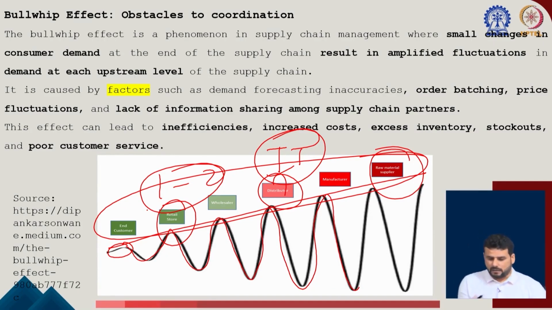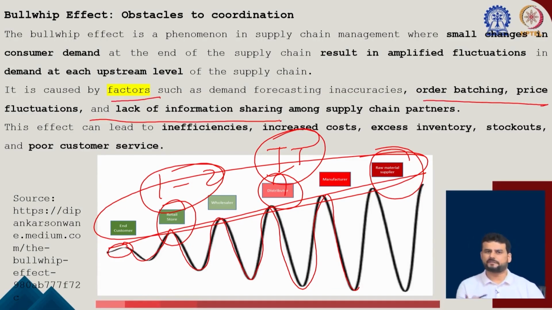So how is this caused? Because of order batching, price fluctuation, and lack of information sharing, we are facing this bullwhip effect, right? And when the bullwhip effect is there, inefficiency, increased cost, excess inventory, stock out, and poor customer service will be there. We will see how it will impact our performance.